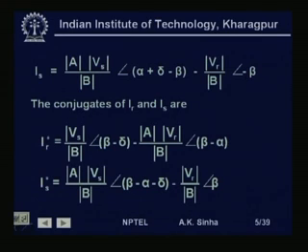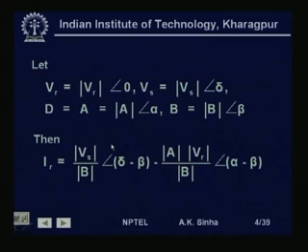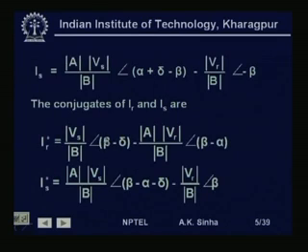Now, we will try to find out the conjugates for these currents, because we know that the complex power S is given by V I conjugate. So, we will get the conjugates of these currents as IR conjugate will be equal to Vs by B with an angle beta minus delta. This angle that we had earlier is now replaced by the negative of it when we take the conjugate. So, instead of delta minus beta, we now have beta minus delta here.